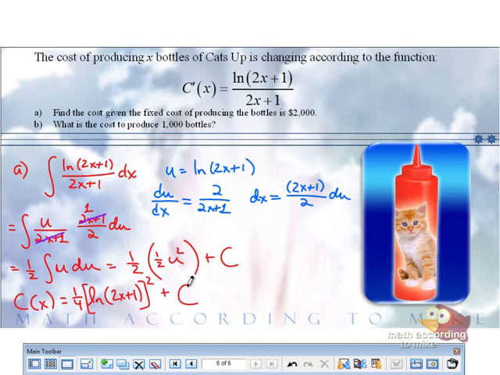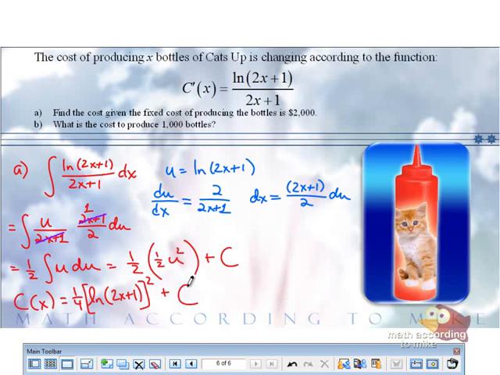Now this also appears in your worksheet, I think it is, where you have a C of x and a c. They are not the same thing. Please be careful. C by itself is just the arbitrary constant. But notice in part A, it says, given the fixed cost of producing the bottles is $2,000. That means no matter what you produce, you're guaranteed to pay $2,000. So if you don't produce any bottles, how much do you have to pay?